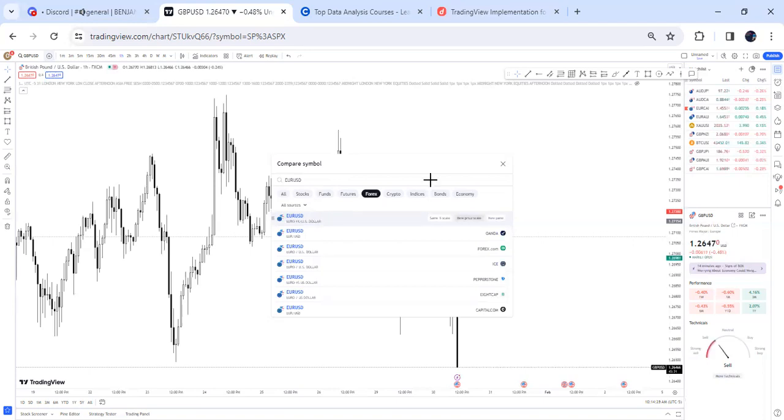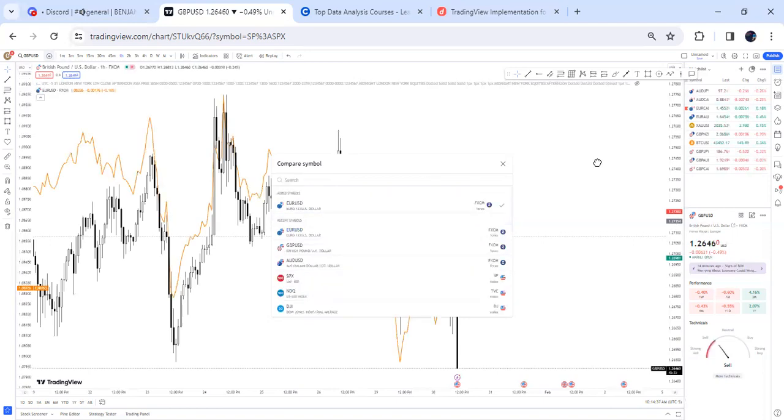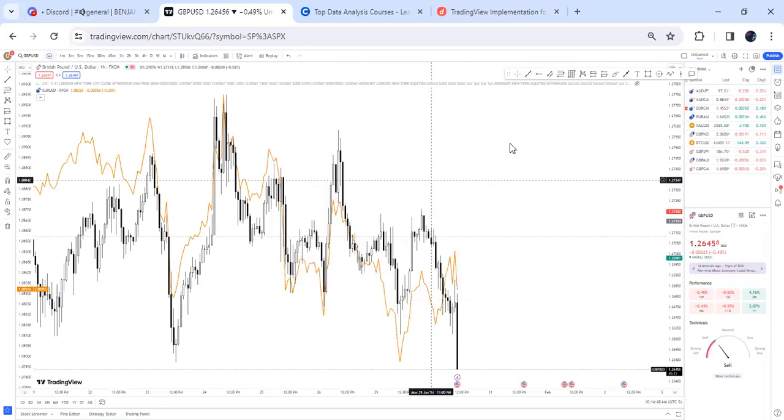So now that we have selected that, automatically you will see EU being overlaid on the GU. All right, the EU is the line chart, while the GU is the candlesticks. All right, so this is how you know whether we have a case of a divergence or not. Okay, so what you want to do is you want to keep checking.